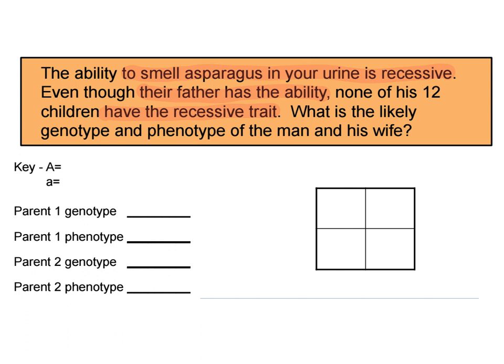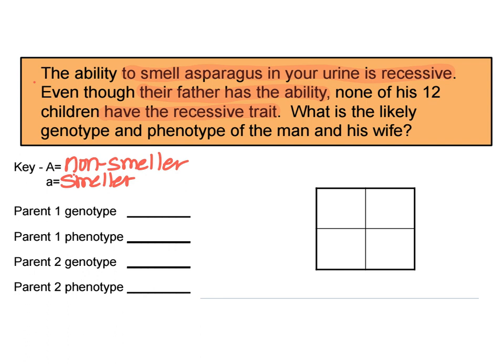First, we'll make the key. The trait is the ability to smell asparagus in your urine, and it is recessive. I'm going to abbreviate this by calling this a smeller. The dominant trait is to be a non-smeller.